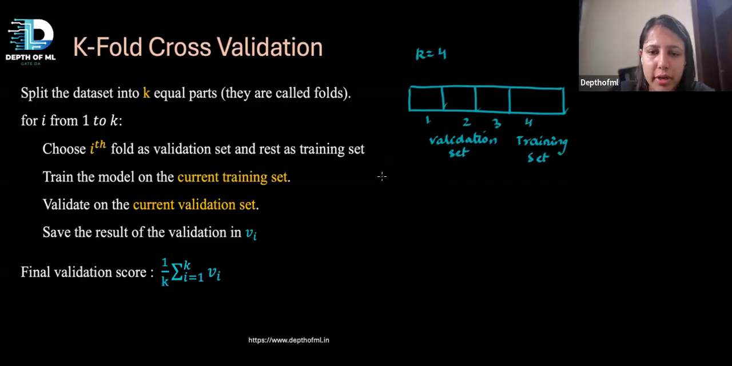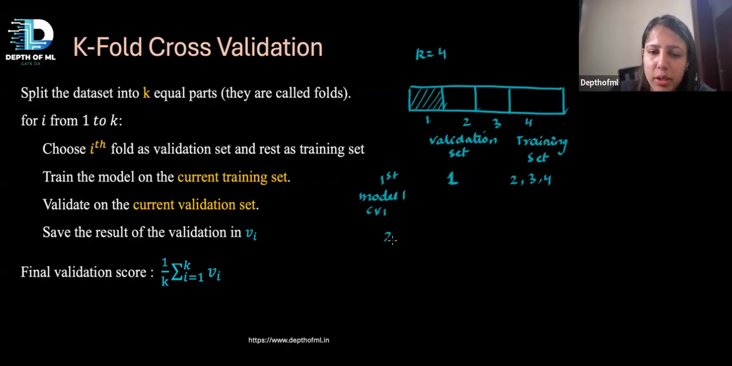Say your first iteration is going on. So what you'll do is you will use this fold one, which is i, this here, right? You will use it as the validation set. And the remaining folds 2, 3, and 4 will comprise your training set, and you will train a model, right? And we'll call it model 1, and we'll get an estimate of the performance, CV1.